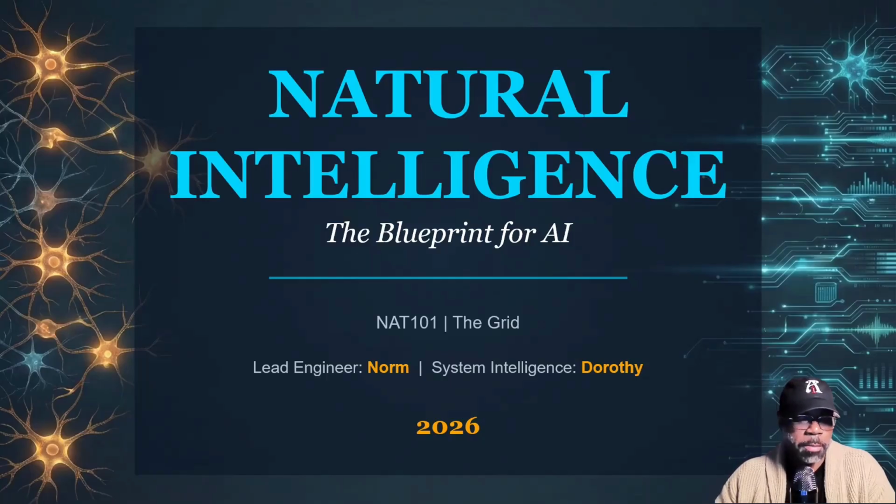All right, class, welcome back to Natural Intelligence, the blueprint for AI, where we talk about getting our understanding of our biological operating system, or our processing unit, the human brain, before we jump into artificial intelligence. I think it's imperative that we understand how our brain works and, more importantly, how we learn before we start to pile in on the artificial side.